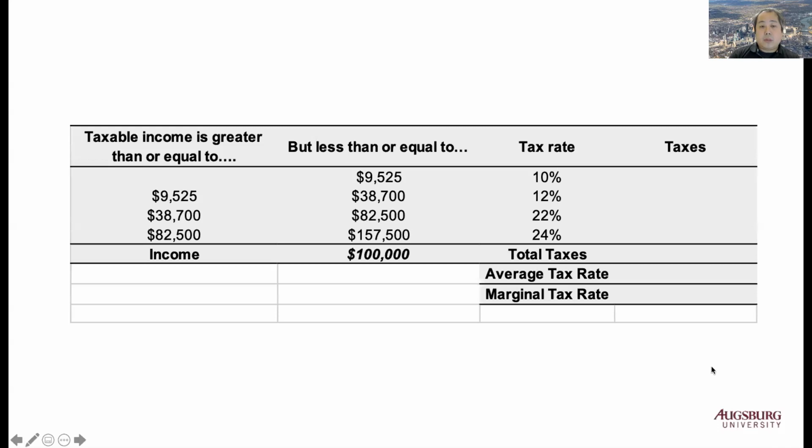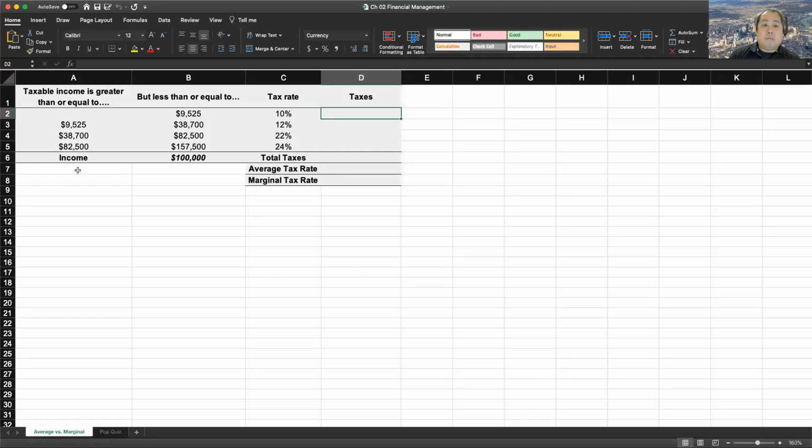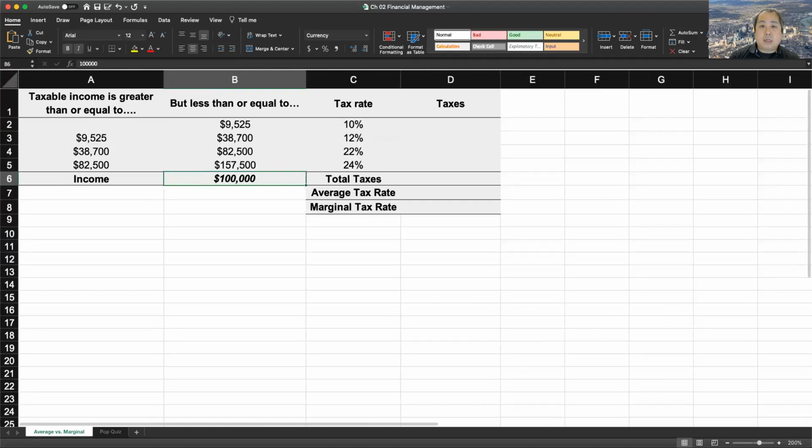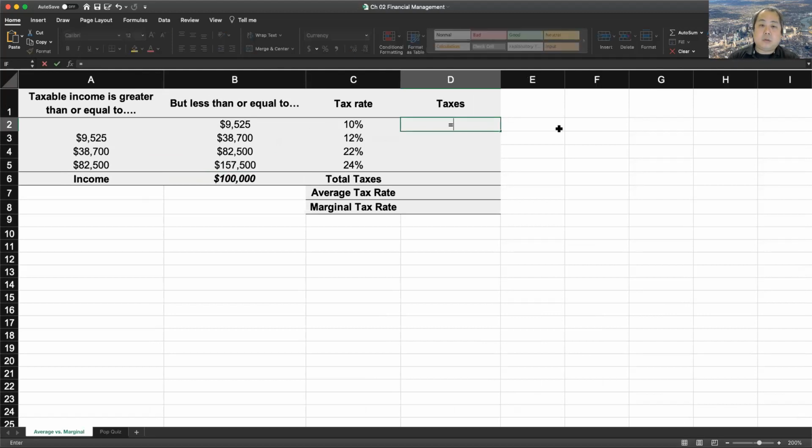So this is the Excel spreadsheet you can download. So we have the Excel spreadsheet here. If the income is $100,000, then you can calculate the tax amount. So this is the upper bound minus the lower bound. That's the amount of income that is applied to this tax rate, times the tax rate.